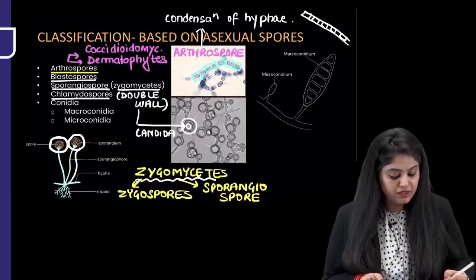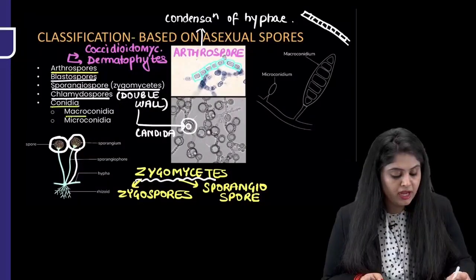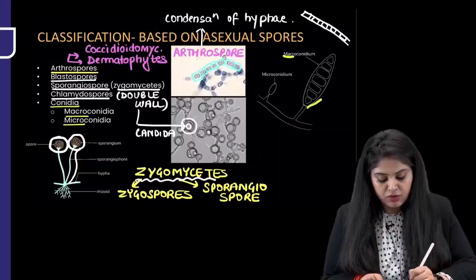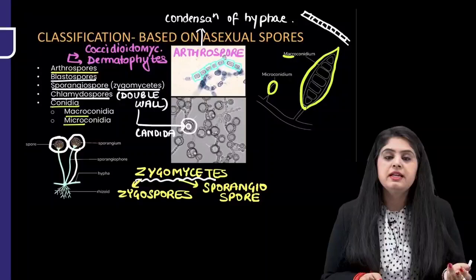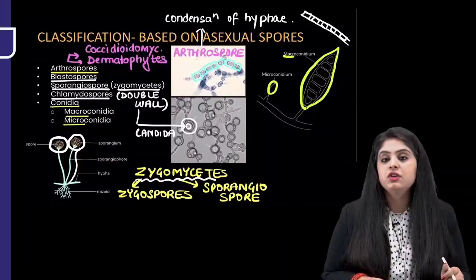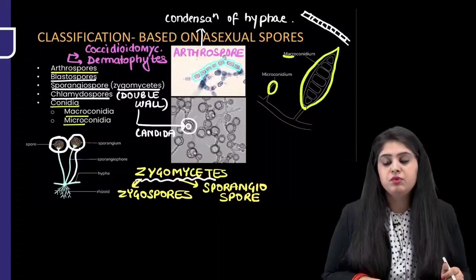And lastly, you have these two things written, conidia, which is macro and micro. So no brownie points for guessing that the macroconidium is going to be large and the microconidium is going to be small. I'll tell you eventually which organisms show this. So these are the classifications on the basis of the asexual spores that we have.